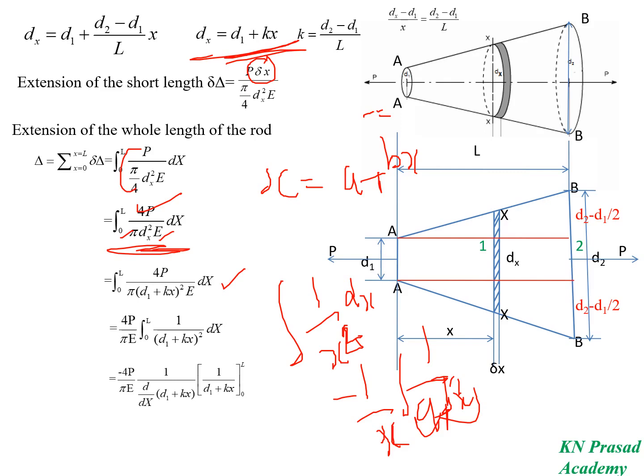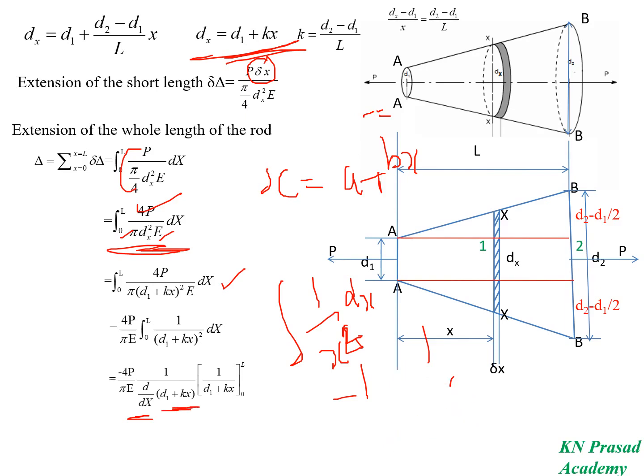So minus 1 by x. Same thing here: 4P by pi E, minus 1 by x, where x is nothing but d1 plus kx, integrated from 0 to L. But here x is in the form of a plus bx. Once again I have to write down 1 by d by dx of a plus bx. Here a plus bx is nothing but d1 plus kx.